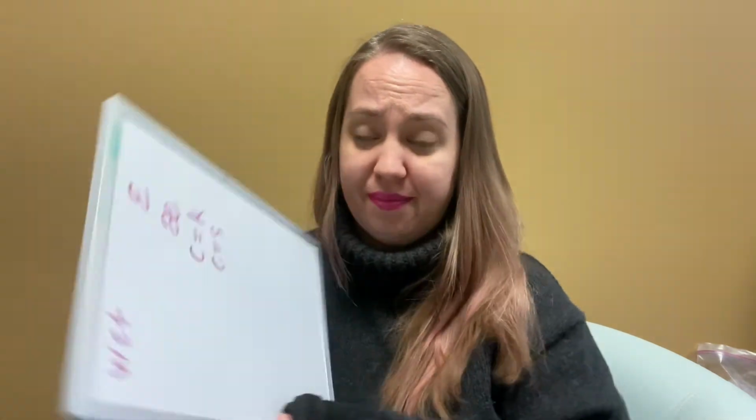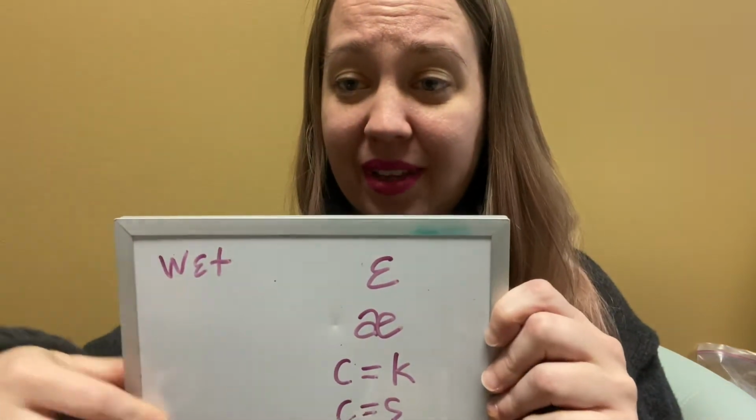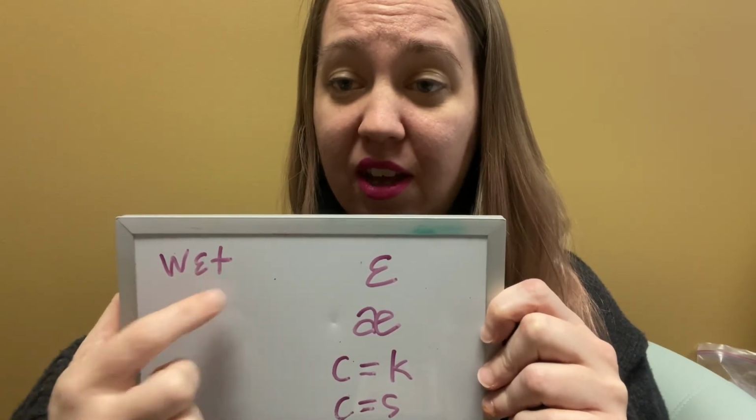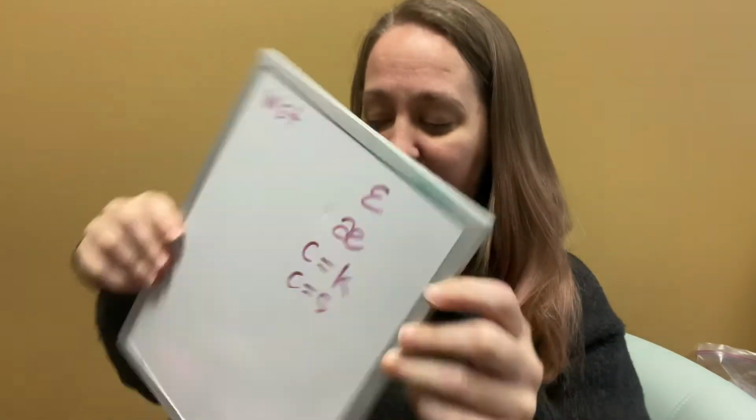You ready for the next one? Wet. Wet as in today it's raining in Maryland. And the ground is wet. Wet. How many sounds, does it have an epsilon or an ash? W, e, t. Wet. And it has an epsilon.